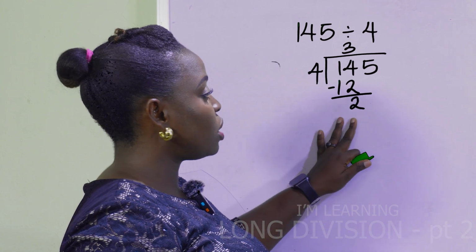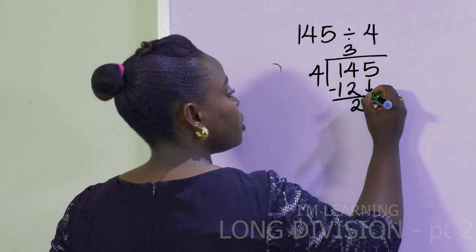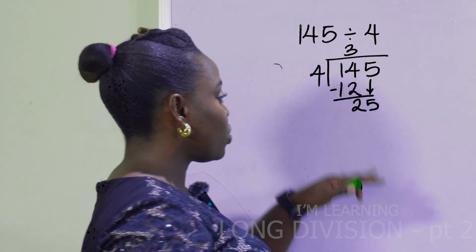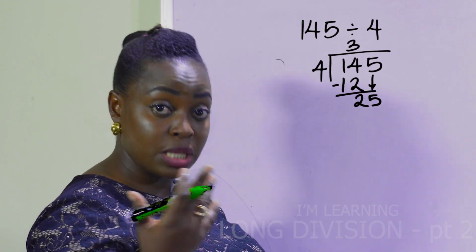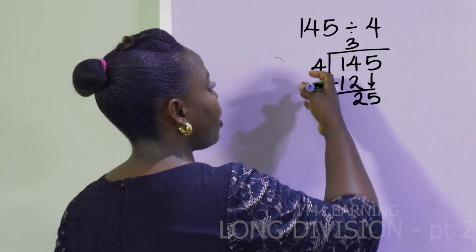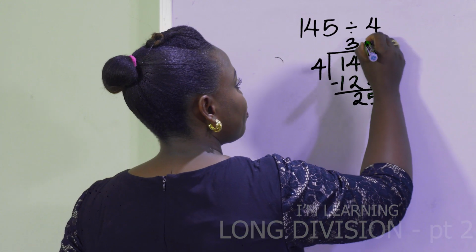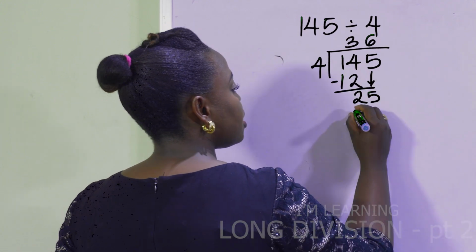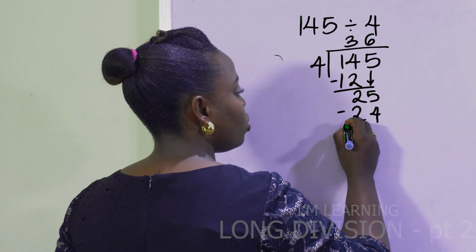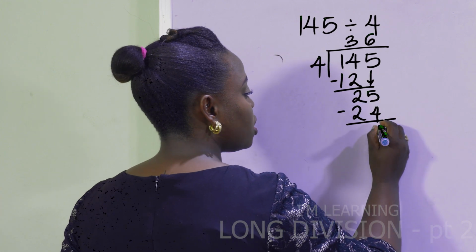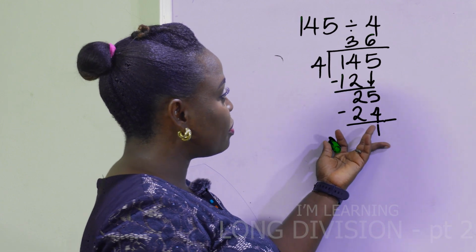So at this point, I have 2 down. Then I'm checking, is there a number I haven't used? Yes, I haven't used 5, so I have to bring it down. So this 5 comes here, and then I have 25 at the bottom. Now 25, I now repeat the process all over again, which starts with division. 25 divided by 4, how many groups of 4s will I find in 25? 6. Now, 4 times 6 is 24. By the time I do my subtraction, 25 minus 24 is 1. So now at this point, I have 1 remaining.